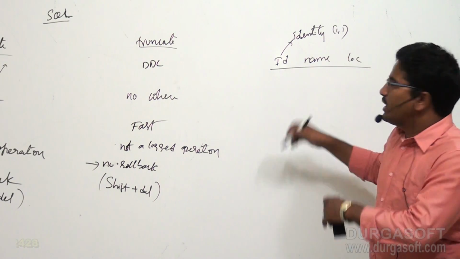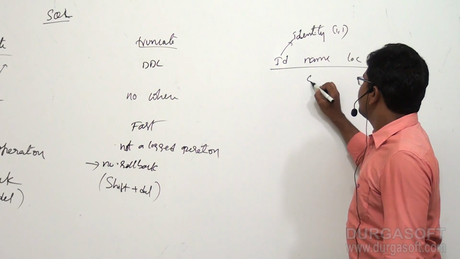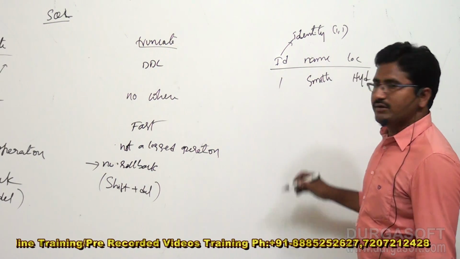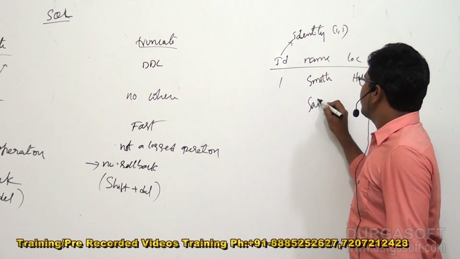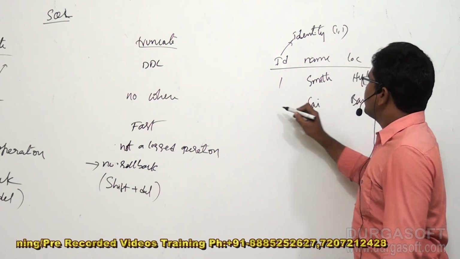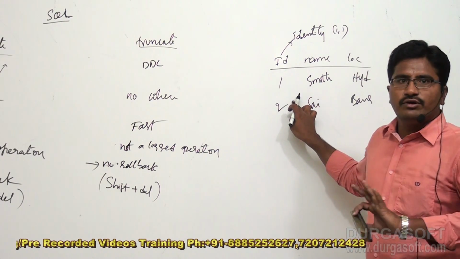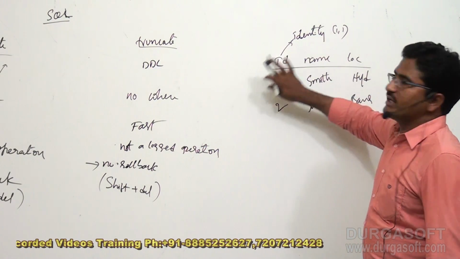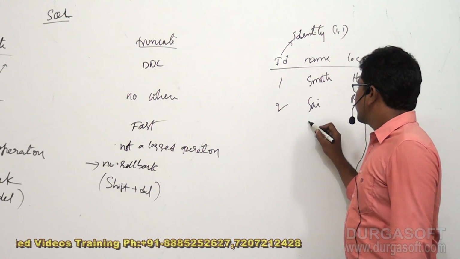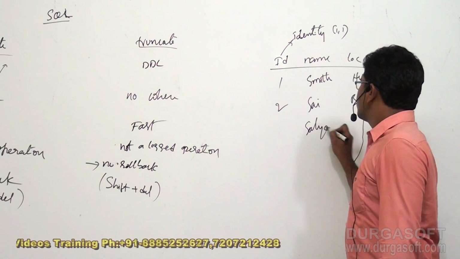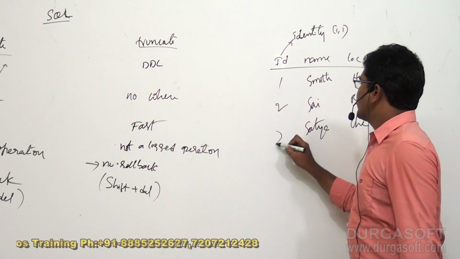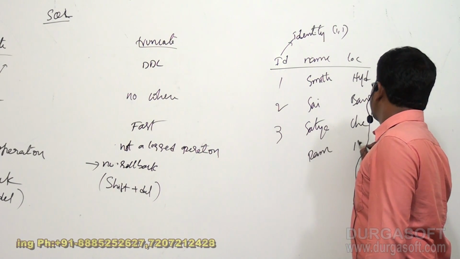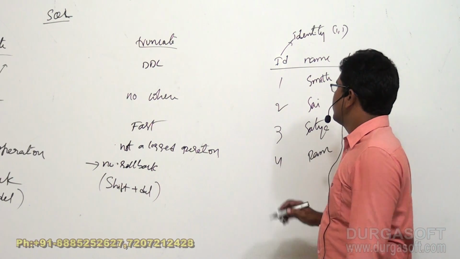While inserting data, I'll insert only the name and location: Smith, Hyderabad. Here 1 will come. Next, Sai, Bangalore. Here 2 will come. We don't enter these values. They come automatically because we set the identity property for the ID column. One more: Satya, Chennai. 3 will come. Then Ram, Hyderabad. 4 will come. Okay, it's fine.